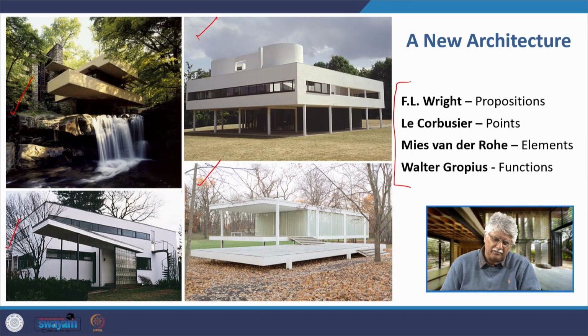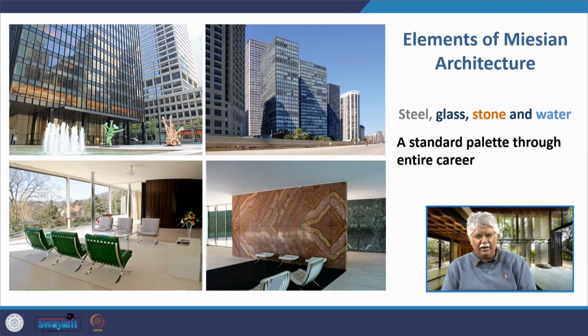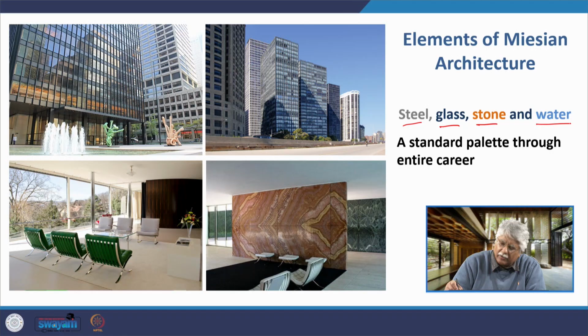And what were the elements of Miesian architecture? Like I said, each of the four of them gave us something. Mies gave us elements, and the elements were steel, glass, stone and water. And this standard palette he used throughout his lifetime to create an architecture of such superb quality and such tremendous proportion and beauty that even today when skyscrapers are measured in terms of their quality, they are measured by the works of Mies van der Rohe. And here we have a standard palette that he used throughout his career.